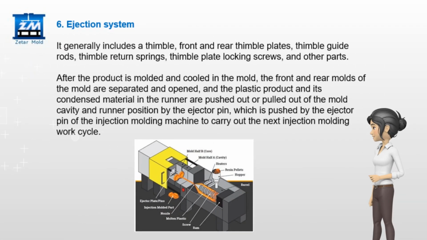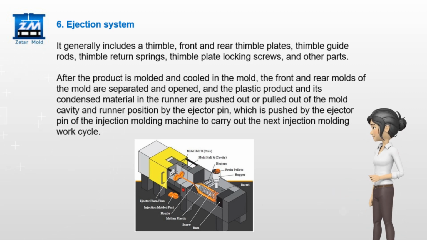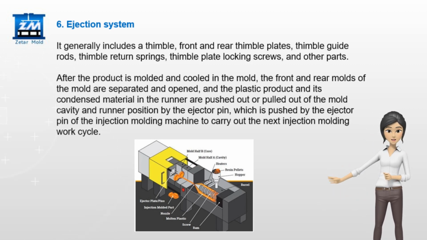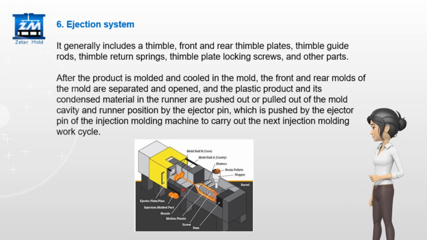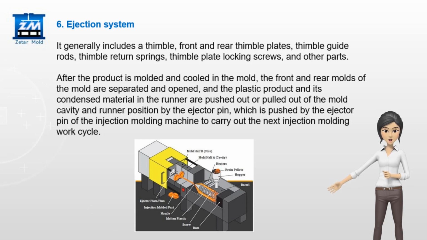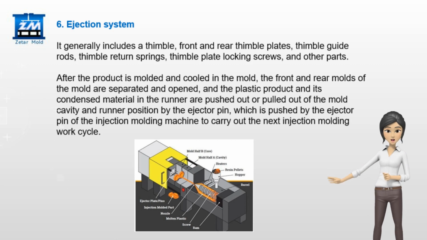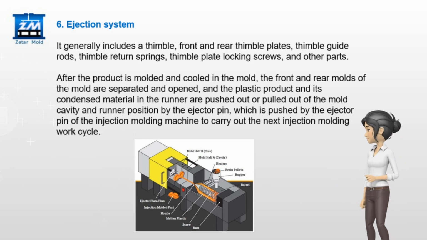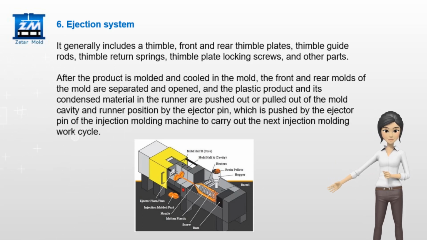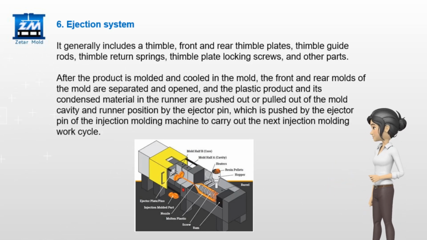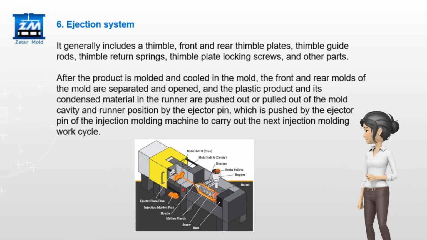Ejection system. It generally includes a thimble, front and rear thimble plates, thimble guide rods, thimble return springs, thimble plate locking screws, and other parts. After the product is molded and cooled in the mold, the front and rear molds are separated and opened, and the plastic product and its condensed material in the runner are pushed out or pulled out of the mold cavity and runner by the ejector pin, which is pushed by the ejector pin of the injection molding machine, to carry out the next injection molding work cycle.